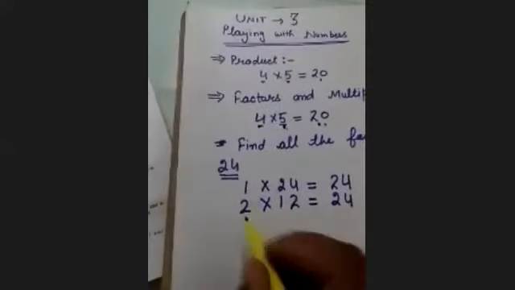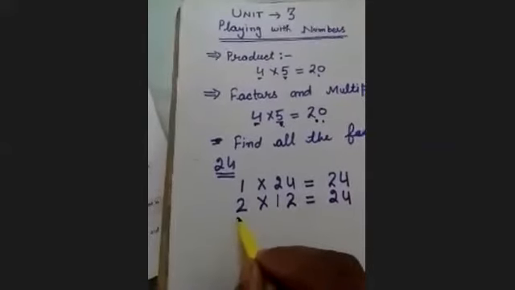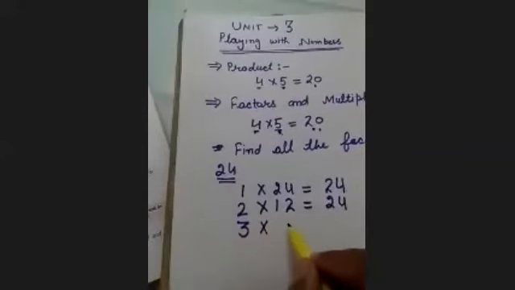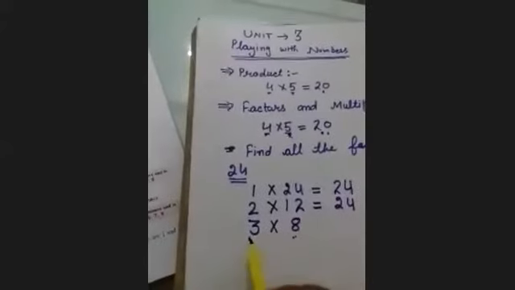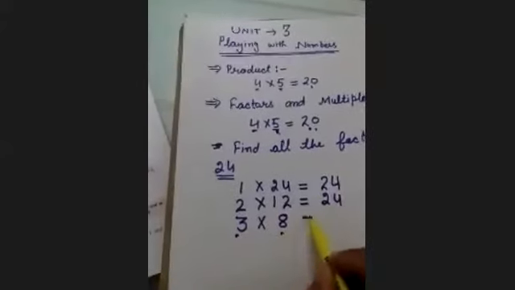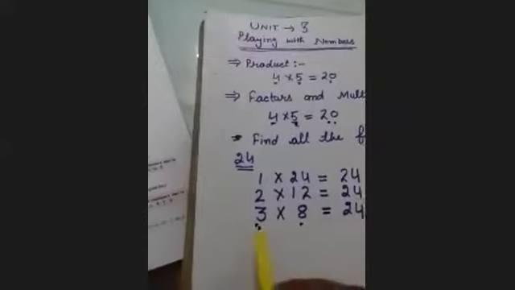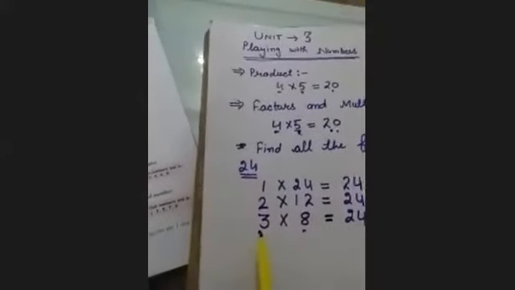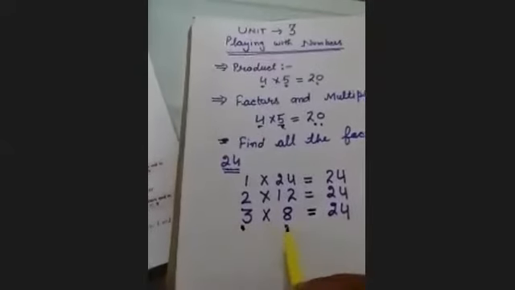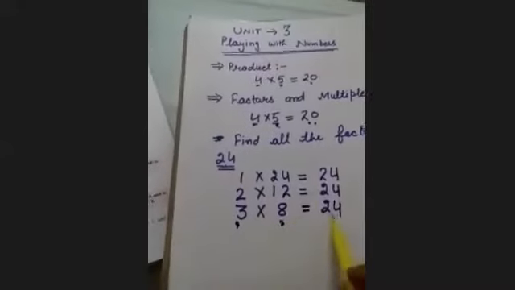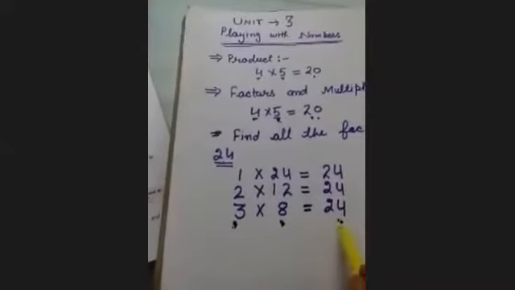Next we'll divide by 3. 8 3s are 24. 3 8s are 24. So it means 3 and 8 are factors of 24. Then we divide 24 by 3. We get 3 and 8. 3 as a divisor, 8 as a quotient. 3 into 8 is 24. So it means 3 and 8 are also factors of 24.